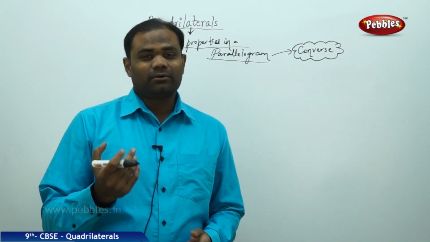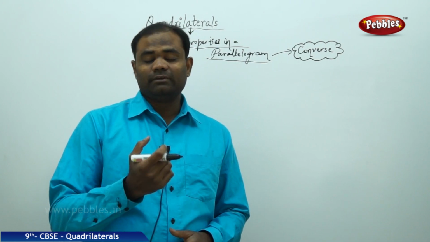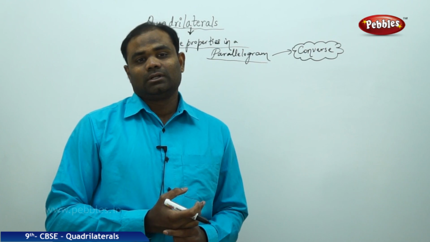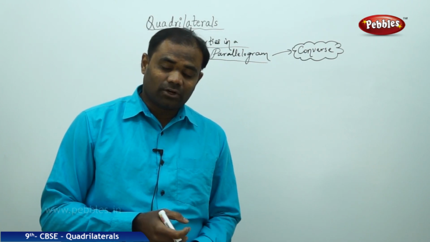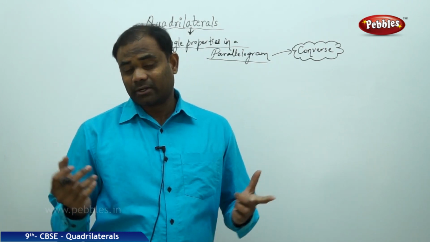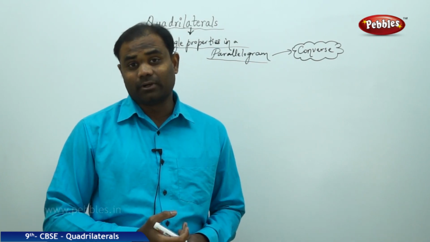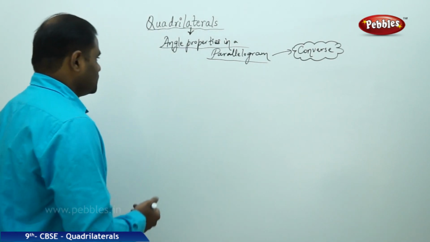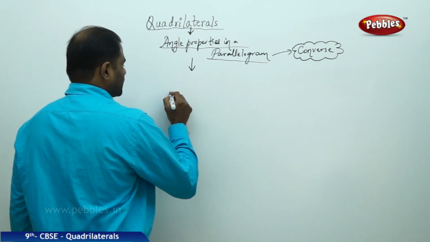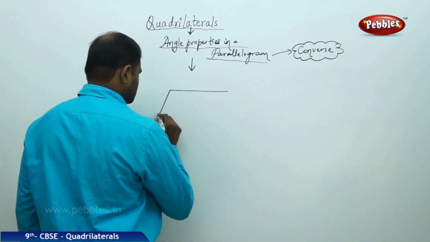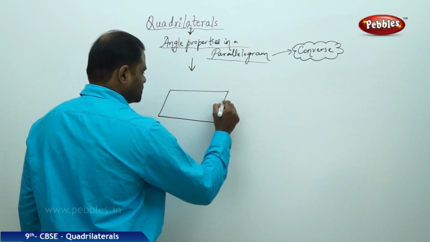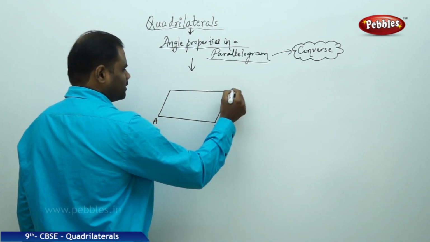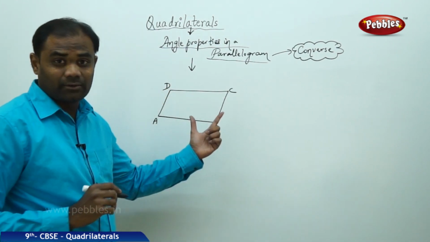In a parallelogram ABCD, we have defined that the opposite angles are equal. Now comes the question: if in a quadrilateral the opposite angles are equal, will that be a parallelogram? That is how we understand the converse. So imagine I take a quadrilateral ABCD, which is not a parallelogram yet.